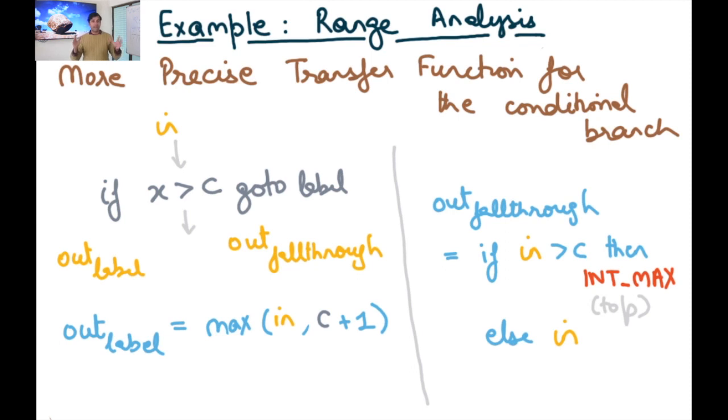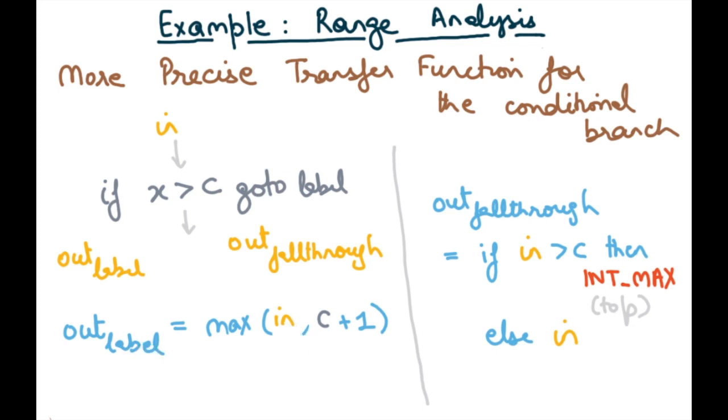the more precise answer: the minimum value that x can take is int max, or plus infinity. In other words, that's like saying that the program will never reach there. It will never come to out fall through, because so far in our analysis, we have identified that the lowest value that x can take, which is n, is always greater than c. So if the lowest value that x can take is greater than c in our analysis so far, then I can just use int max for the transfer function of out fall through. However, if n was less than or equal to c, then I could use the in value, just like I was doing earlier.